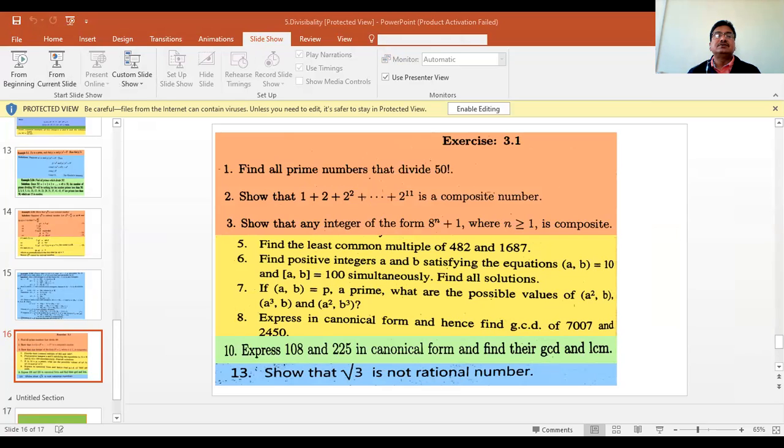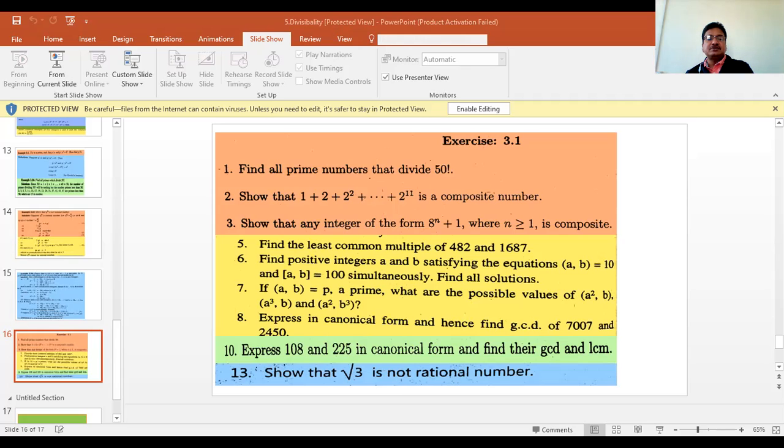Before that, solve all these examples, that is find all prime numbers that divide 50 factorial, and all these problems. Find the least common multiple, that is the LCM, of these two numbers. Find the greatest common divisor. We can also find the least common multiple by using a formula that depends on the greatest common divisor. This is the formula for the least common multiple.